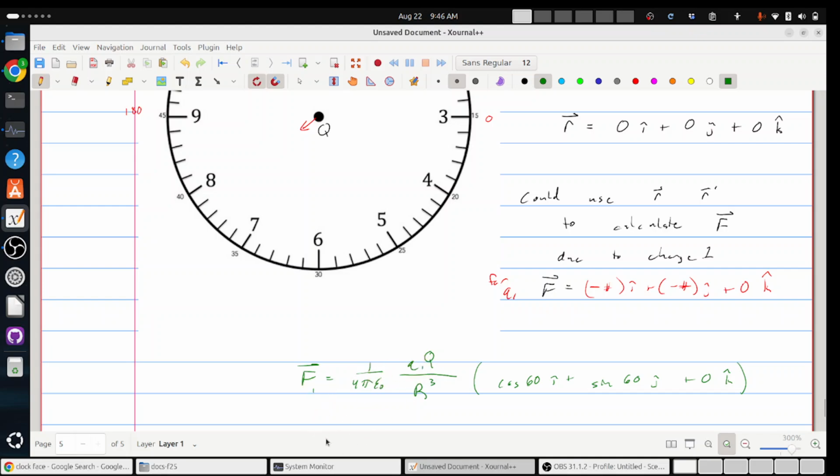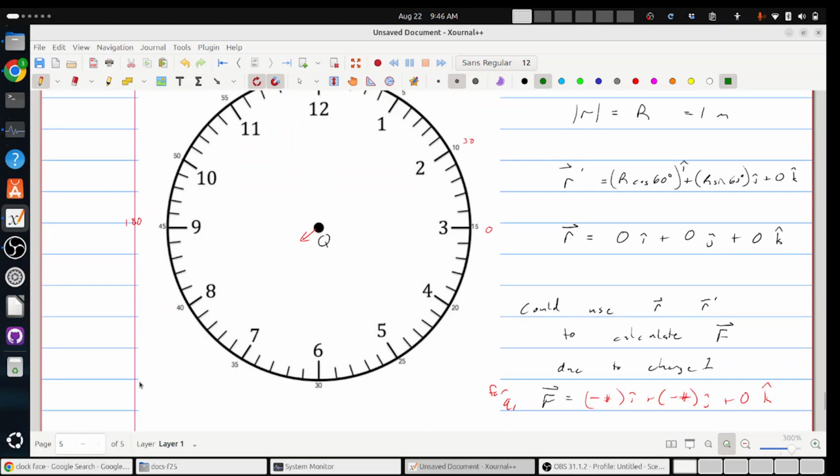That's on Q1. But I've got another charge over here. This one is going to repel in that direction. And they're the same distance away from each other. And so I'm going to have exactly the same, but it's going to be exactly the opposite direction.